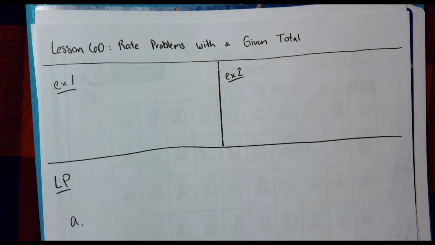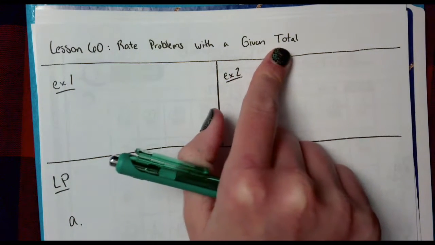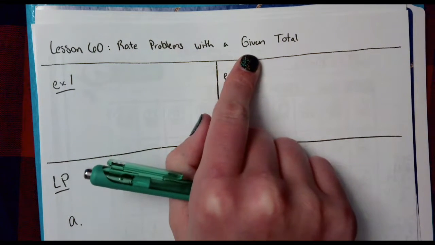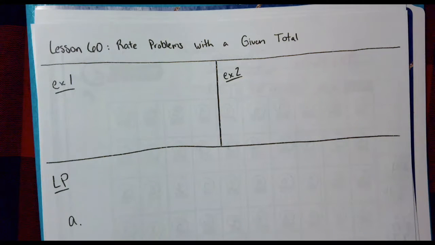Our new concept for today is rate problems with a given total. So we're going to talk about having a total and then how we work backwards to find that. Before, we multiplied to find the total. In this problem, we're going to divide to find either the rate or the amount of time.